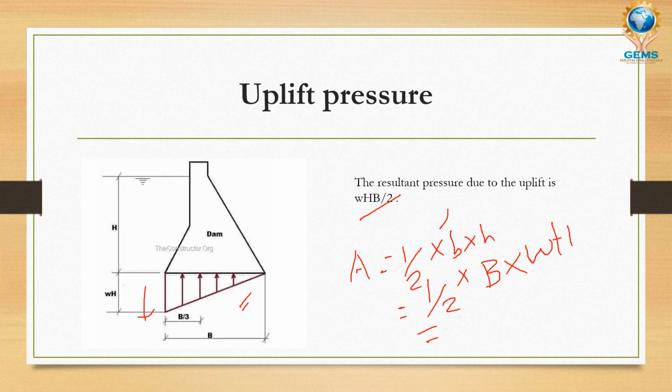So the final pressure which is acting is BWH by 2. Okay, this pressure which is acting acts at a distance of B by 3. Not height, B, that is breadth by 3. Okay, fine.